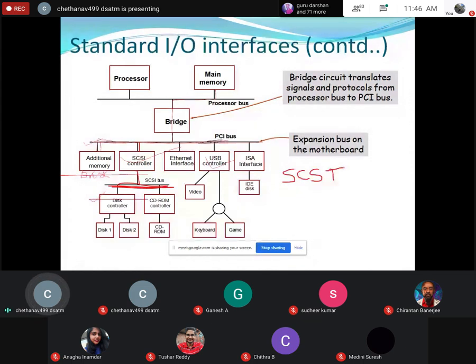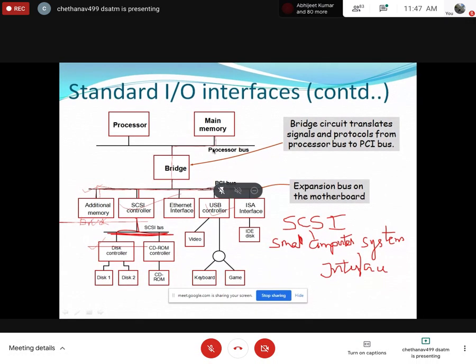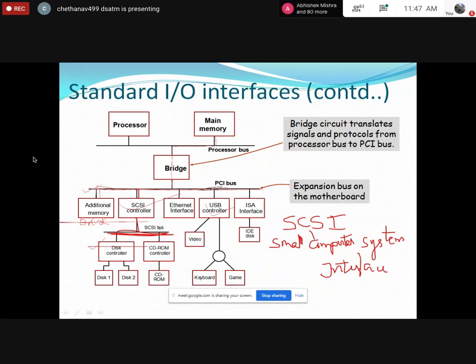SCSI means S means small computer. Next, another S means system. I means interface. Small computer system interface. Okay, this is the bus. It is mainly used to copy the data from disk to processor. Particularly, this SCSI bus will be mainly connected for transmitting the data from disk.